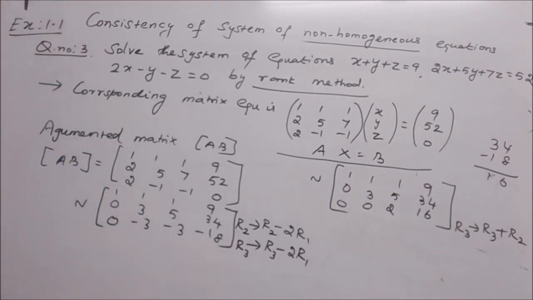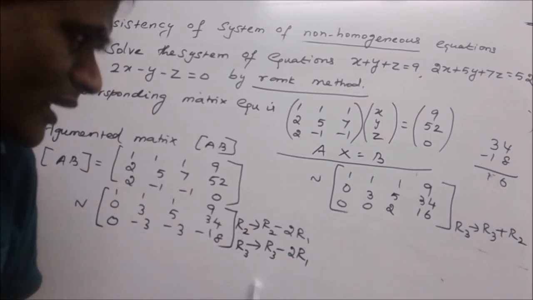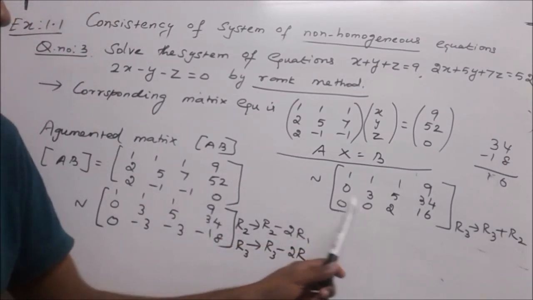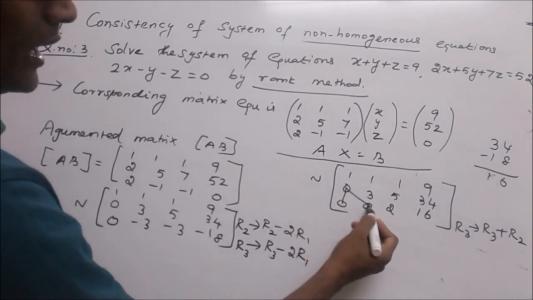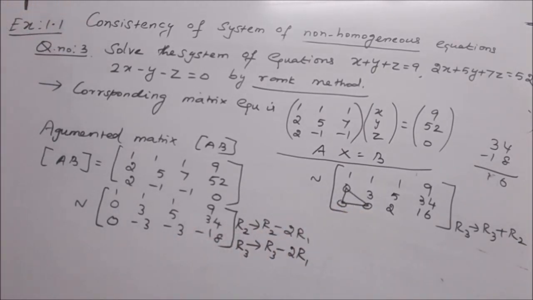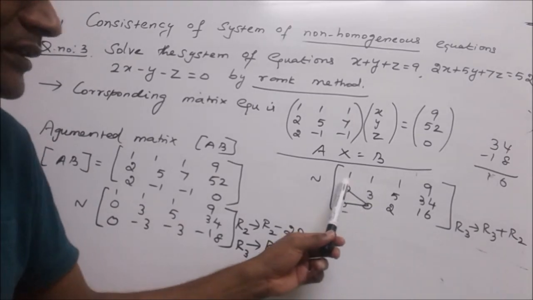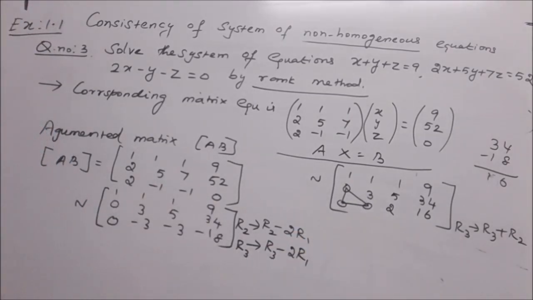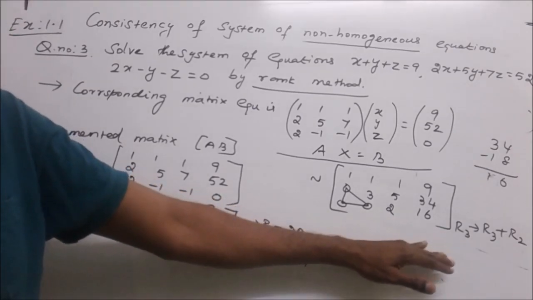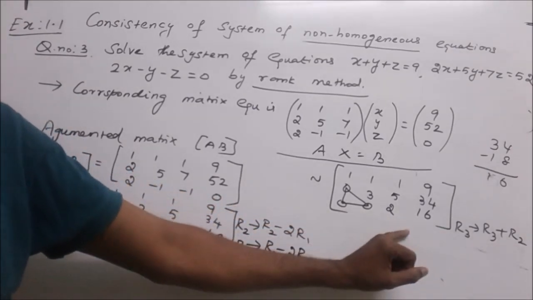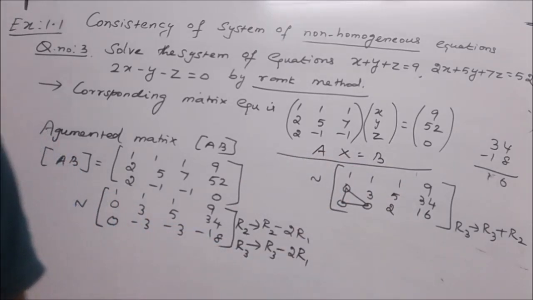Now look at the second equivalent matrix. In this matrix we have an echelon form, and if we proceed further to make this 0, this 0 entry will become non-zero. This indicates the problem is over here, so you can stop here. This is the final required equivalent matrix.